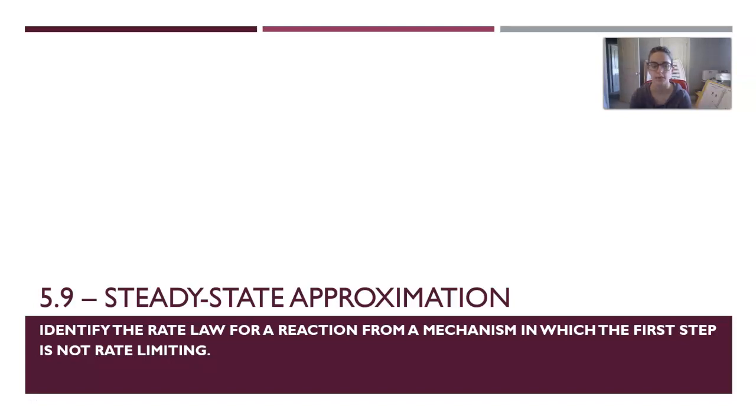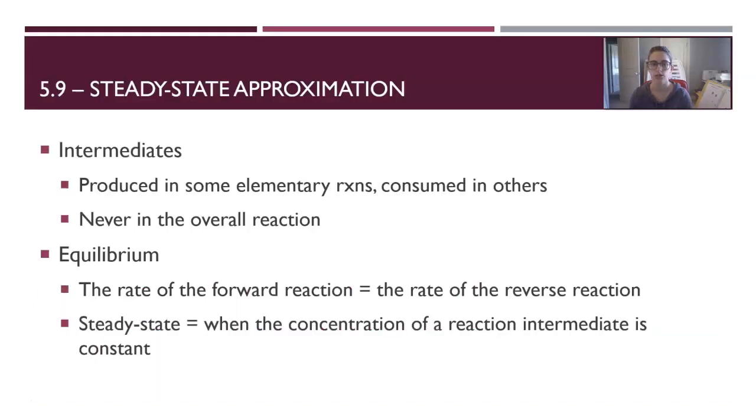This video is for topic 5.9, steady state approximation. The objective for this topic is to identify the rate law for a reaction from a mechanism in which the first step is not rate limiting. So there are a couple of terms that we need to define before we look at a reaction mechanism.